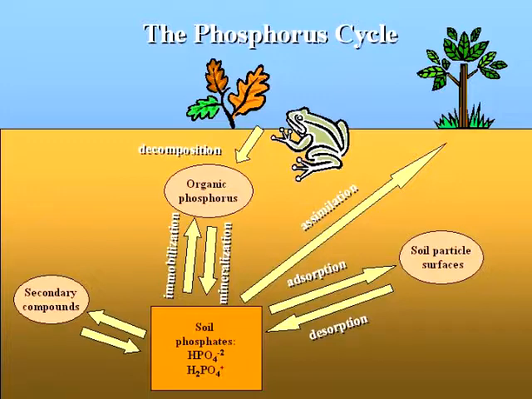Phosphates can also develop into secondary kinds of compounds that can exist in soil. So it's kind of a complex and messy cycle. But these are the pathways that are available for phosphorus to move through the system. And once again, most of the cycling occurs between living organisms and mineral components like soil and rocks.